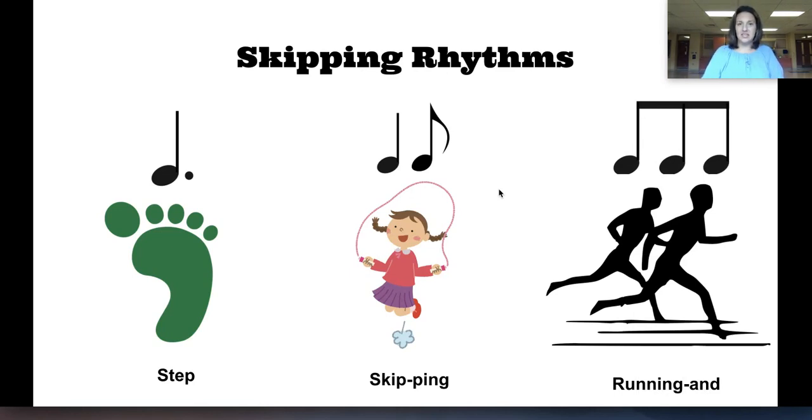Kind of looks like a ti-ti or a tika tika, right? But it has 3 sounds. So we're going to use 3 ti's or 3 eighth notes. And remember we said before, anytime we have flags, we can combine them together. So that's why these 3 eighth notes can look like that barred together. So we have our running and. So we have step, skipping, running and.